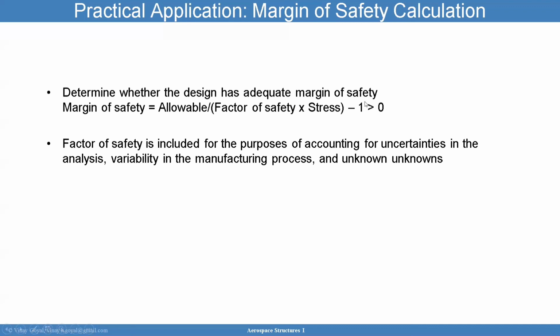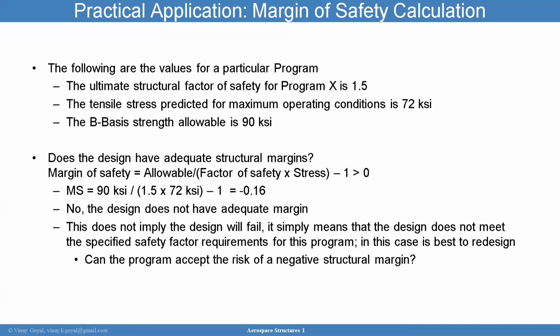You often want to keep a pocket margin of 10% for non-conformances, or even 15%, to make sure you have enough design margin for any issues that you may encounter, like thicknesses being too thin and things like that. If you don't have that, you may run into trouble and a repair may be needed. The factor of safety is included for the purpose of accounting for uncertainties in the analysis, variability in the manufacturing process, and as I've discussed before, it can help with the unknown unknowns.